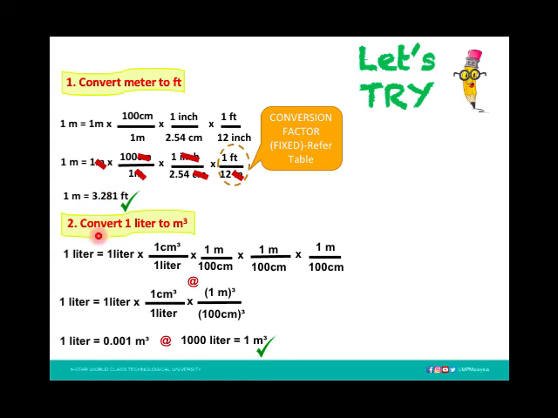Now let's try to convert 1 liter to cubic meter. So 1 liter equals 1 liter times 1 cubic centimeter over 1 liter, times 1 meter over 100 centimeter, times 1 meter over 100 centimeter, times 1 meter over 100 centimeter. These three terms are actually equal to 1. So 1 liter equals 1 liter times 1 cubic centimeter over 1 liter times 1 cubic meter over 100 cubic centimeter. So you can cancel out the cubic centimeter and also liter. And finally, you will get your conversion: 1 liter equals 0.001 cubic meter.